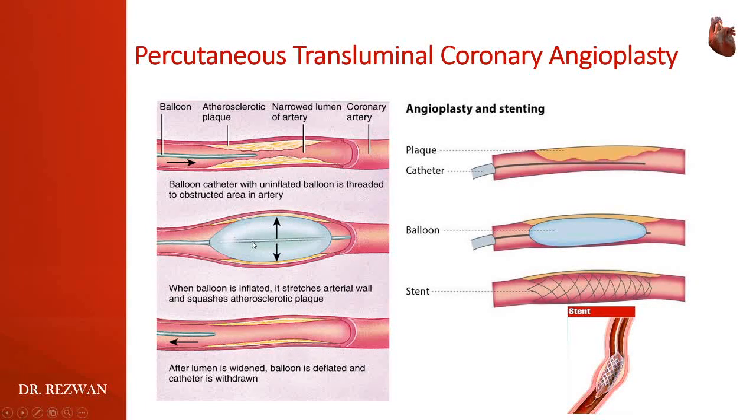This inflation and deflation of the balloon is done repeatedly until the lumen is normal. Sometimes after the ballooning, when the lumen is wider, a stent is introduced. This is a metallic device that is inserted into the lumen to keep the lumen open. We will see a video to understand this procedure. Let's see.